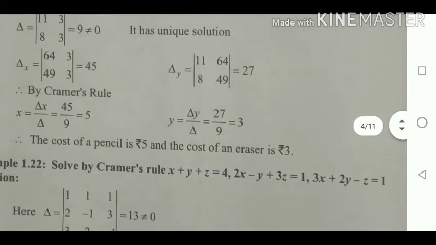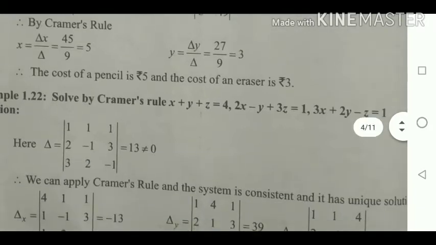Find the value of x, delta x divided by delta equal to 45 by 9, you are getting 5. The value of y equal to delta y by delta, that is 27 by 9 equal to 3. The cost of the pencil is 5 and the cost of the eraser is 3. Okay. This is about 2 by 2 matrices.